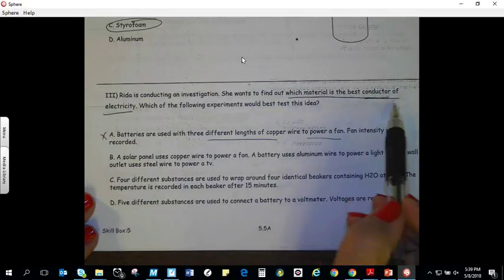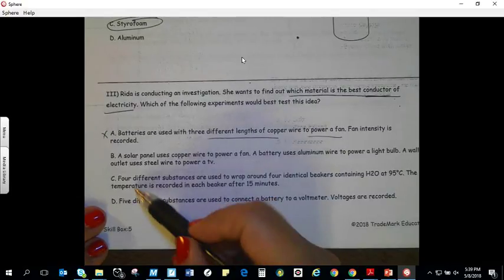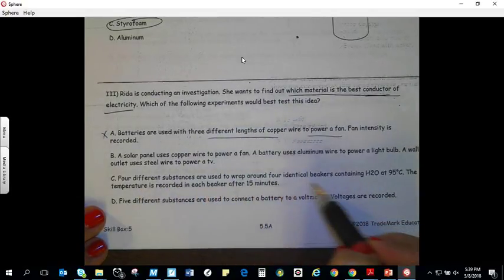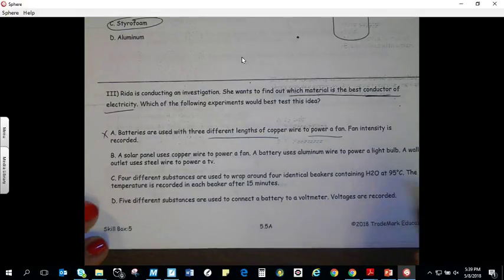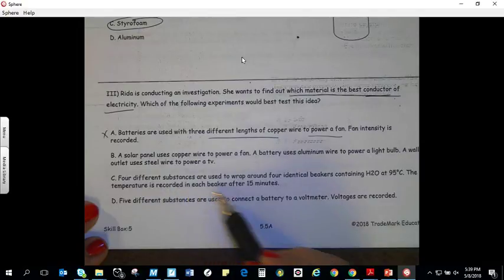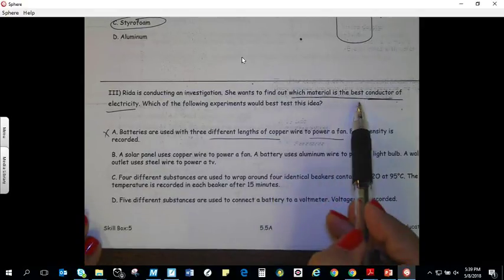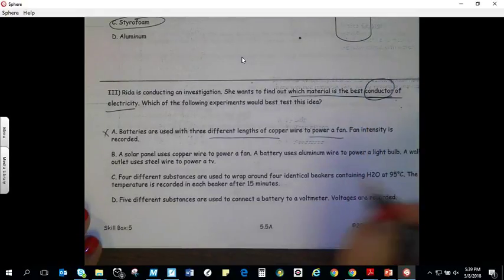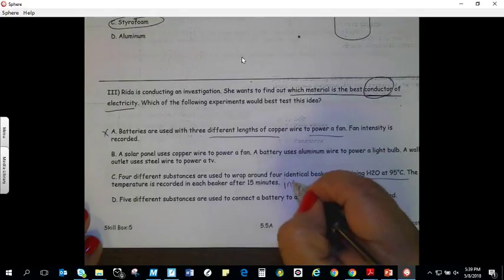Okay, conductor of electricity. Let's look at this next one. 4 different substances are used to wrap around 4 identical beakers containing water at 95 degrees Celsius. The temperature is recorded in each beaker after 15 minutes. Is that going to decide which is the best conductor? Because here, if we're looking at beakers, that's going to be insulators. Which one keeps the heat in?